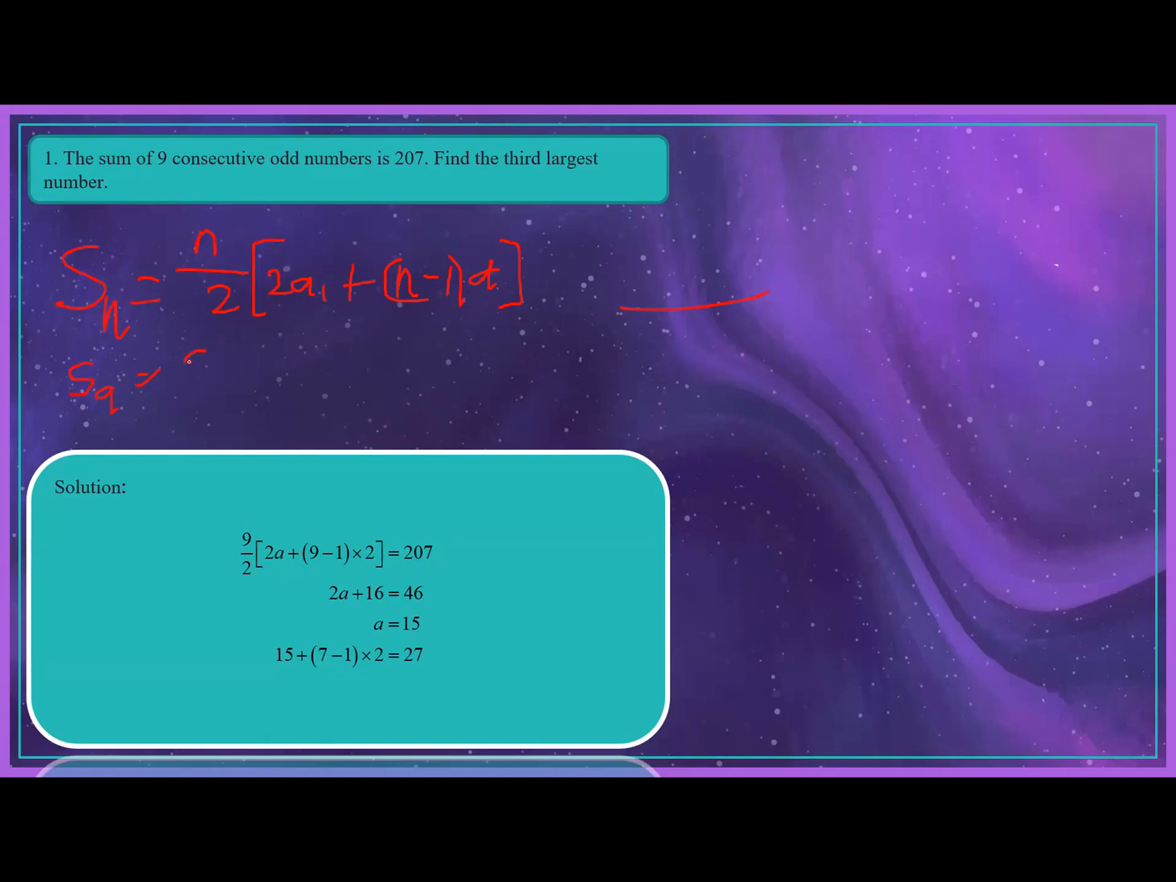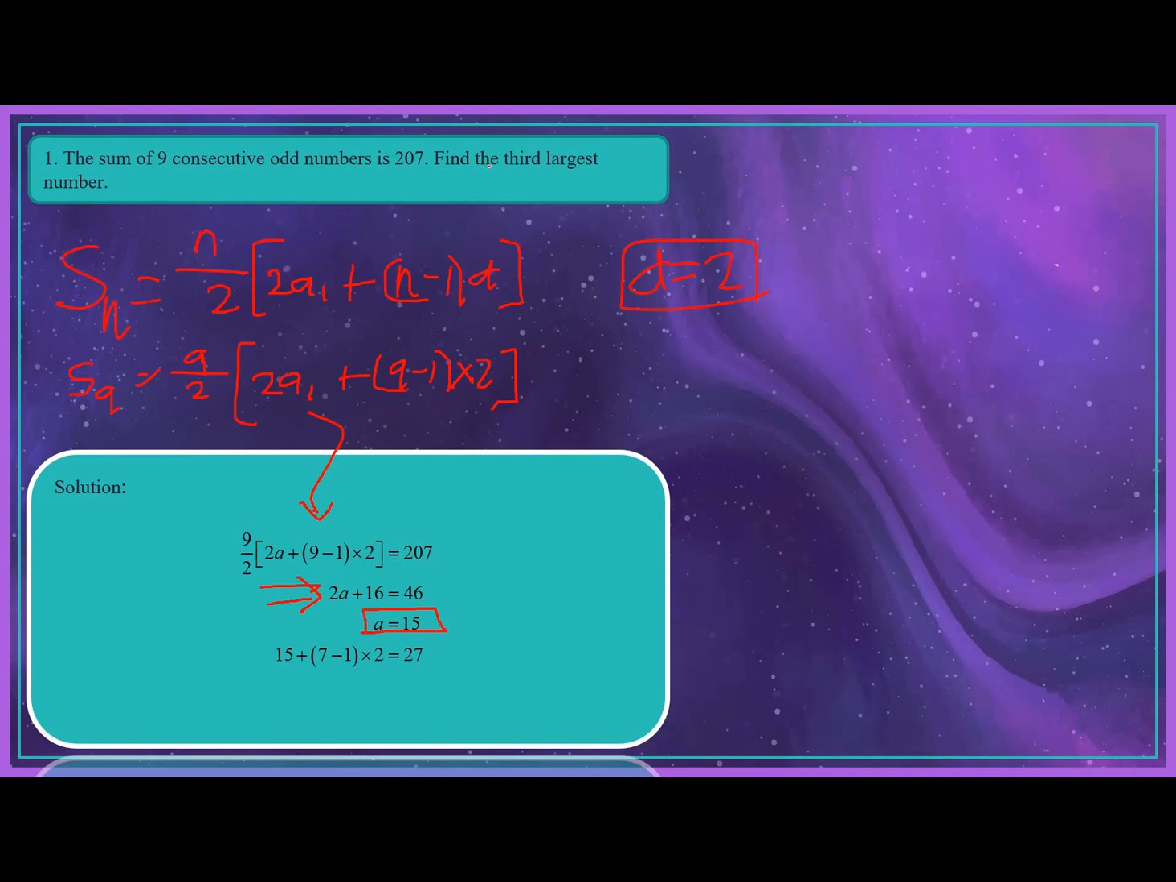Okay, so if we have odd consecutive numbers, this means our difference d would be equal to 2, right? Okay, so this is 9, 2a sub 1 plus 9 minus 1 times 2. Okay, so if you have this equation sa solution box. So simplifying, you'll get this second equation. And solving for a gives us a equals 15. Okay, so this is our a.